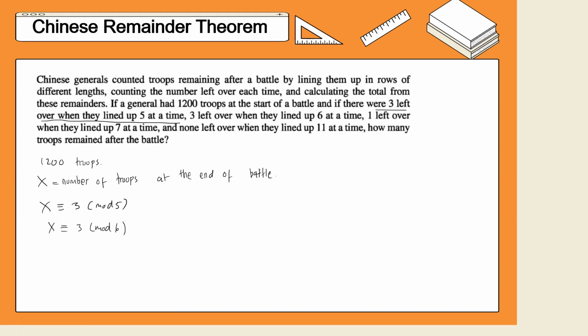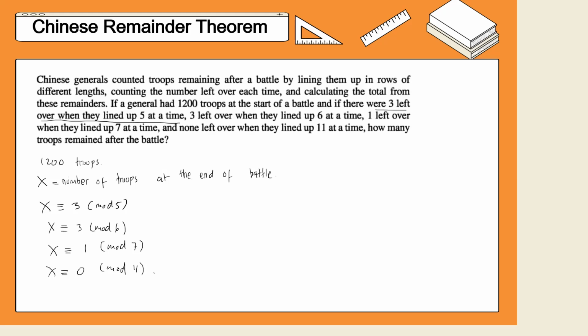And then 1 left over when they line up 7 at a time. We can express that as this. None left over when they line up 11 at a time. So X is congruent to 0 modulo 11. Okay, and we try to guess what X is.